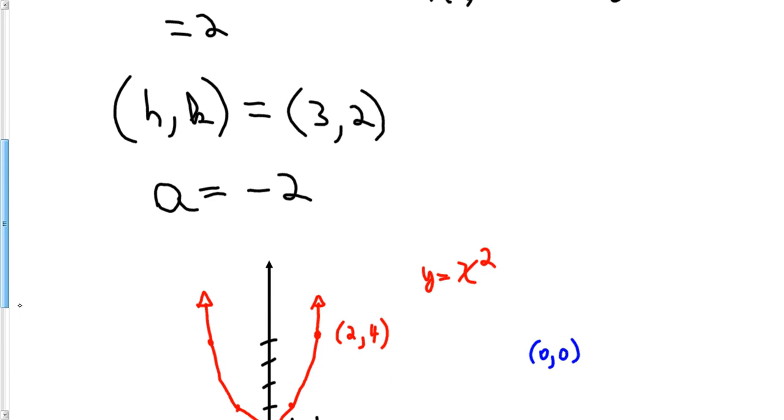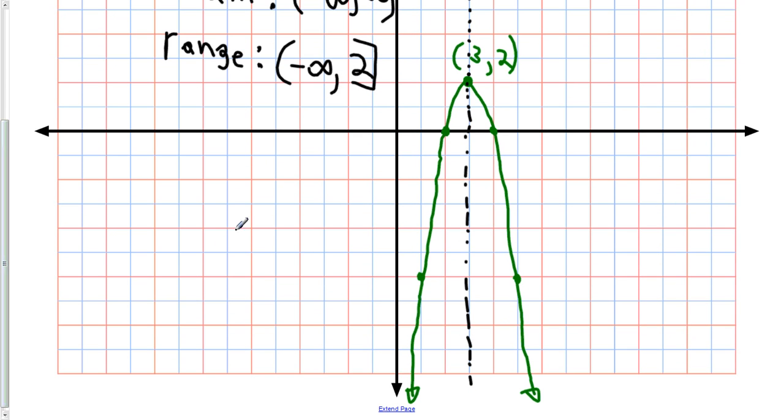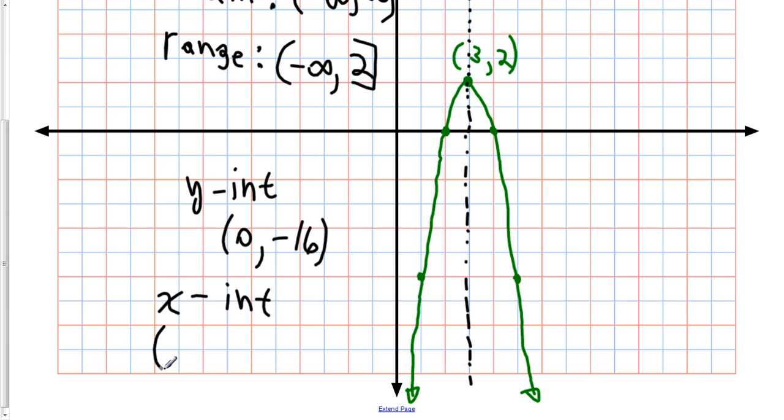All right, so we have the domain and the range, and the other thing are the intercepts. Well, I found one intercept, the y-intercept. The y-intercept would be the point (0, -16), like we said, which doesn't appear on the graph here, but this would be the y-intercept. And the x-intercepts are the points (2, 0) and (4, 0).